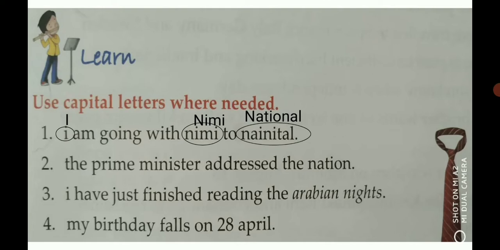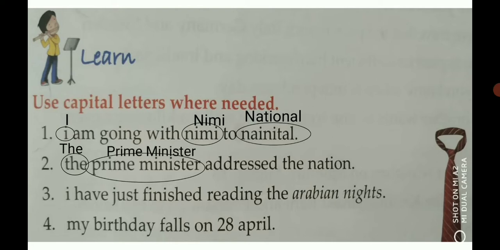Next sentence: The Prime Minister addressed the nation. Here, addressed means giving a speech. It is called an address, right? So what is the first letter of the sentence? T from The. So we will put T of The as a capital letter. Then, yes, Prime Minister is a proper noun. So we will write The and Prime Minister.